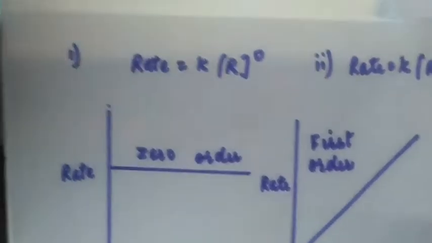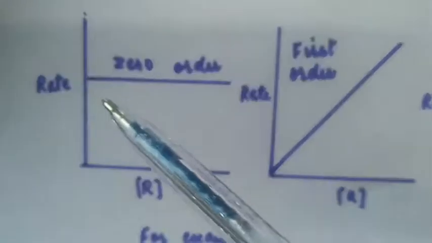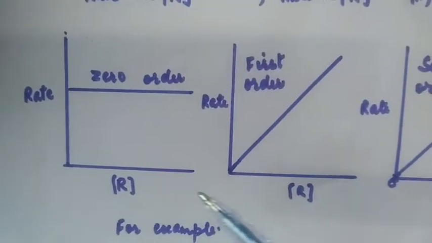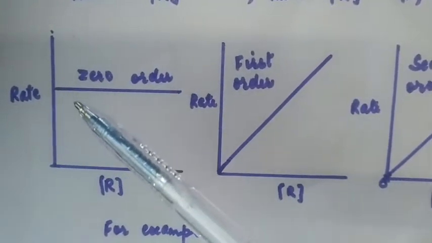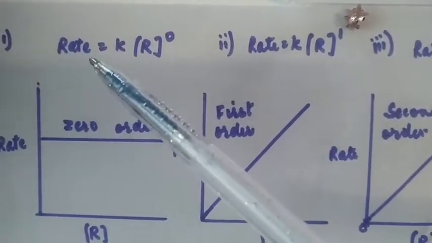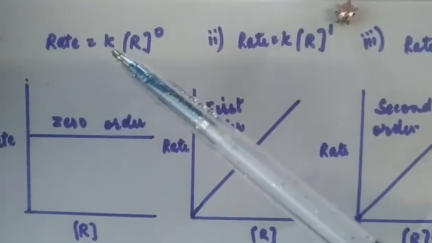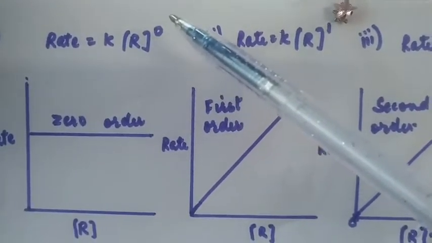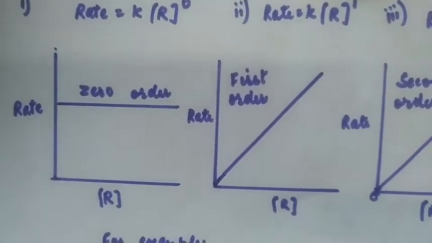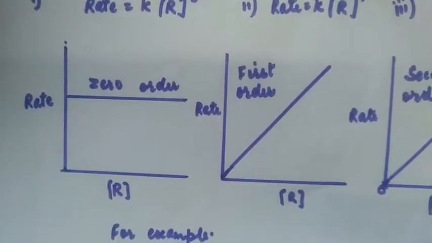For example, when you plot rate versus concentration and you get a straight line which is parallel to the x-axis, then that means rate does not depend upon concentration of reactant. Rate law expression will be rate is equal to k into R raised to power 0. So that means the reaction is a zero order reaction.